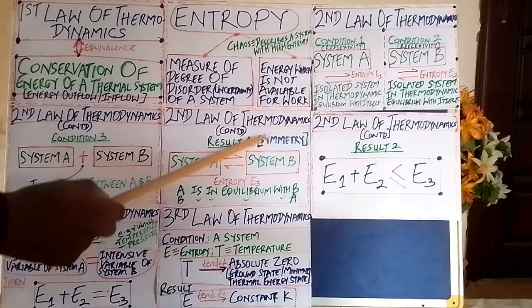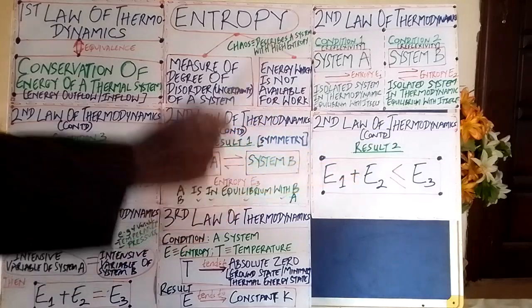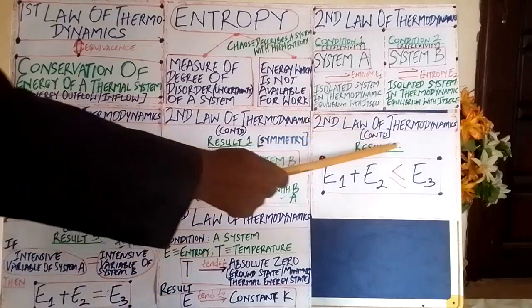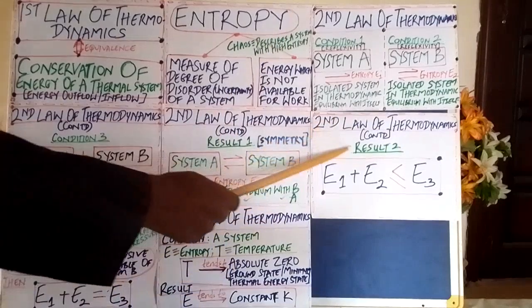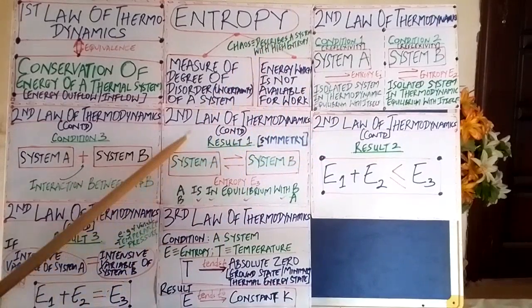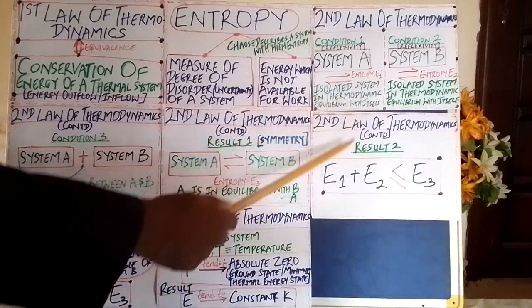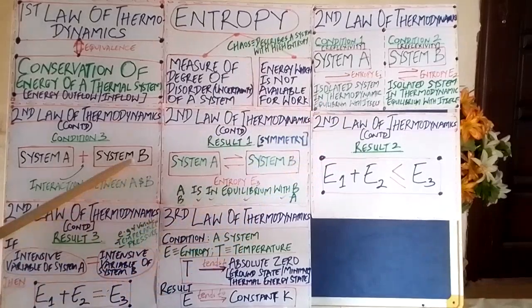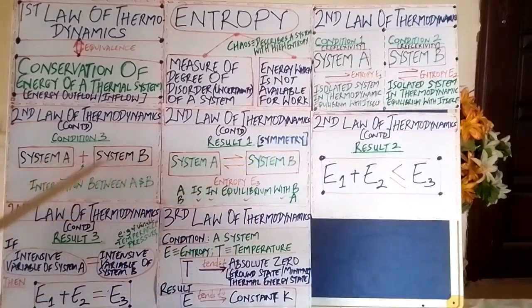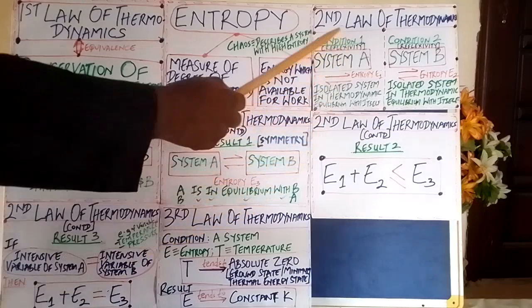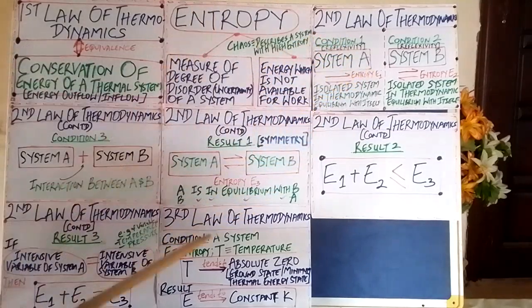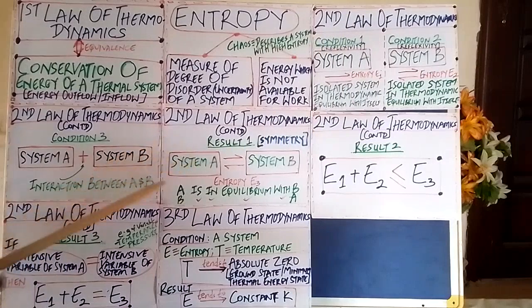From there, we can move to the second result of the second law of thermodynamics. The second result actually describes what you expect the entropy of the combined system A and B to be after they have interacted together, given the condition that system A has entropy E1, system B has entropy E2, and we represent the entropy of the interacting system A and B together by E3.